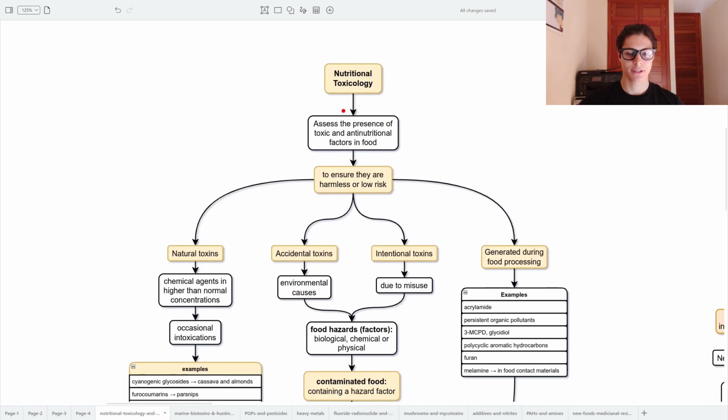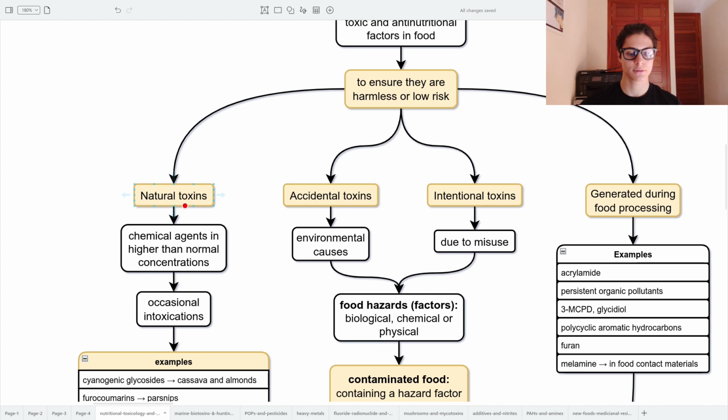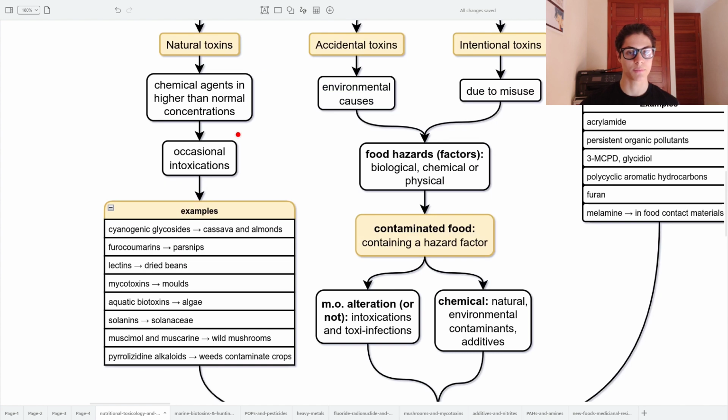So let's begin by taking a look at the nutritional toxicology. Nutritional toxicology assesses the presence of toxic and anti-nutritional factors in food, and they do this to ensure that they are harmless or very low risk. We can find natural toxins in food, such as chemical agents in higher than normal concentrations, so they are normally present. And this can create occasional intoxications.